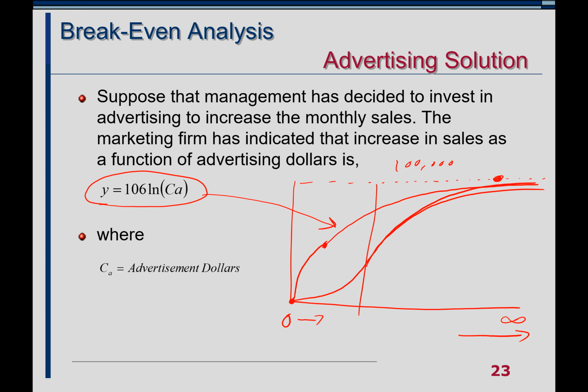In theory, this guy doesn't really asymptote off. It ends up going to infinity, but it's pretty close. So this natural log function isn't a bad function.